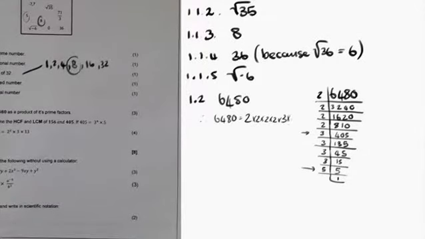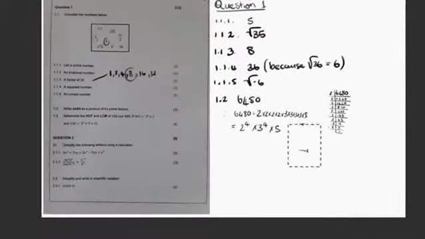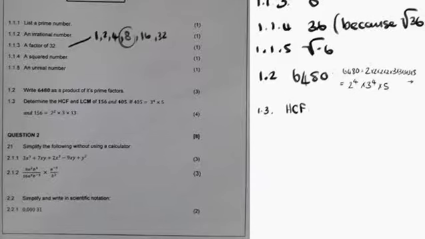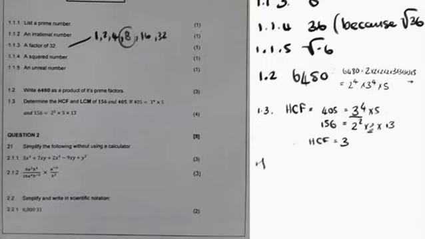Then they ask us to write 6480 as a product of prime factors. We can use the factor tree, or we can use the table which I have used here. You can use either of those methods, or you can use the method on your calculator if you have a Casio calculator and know how to do that.